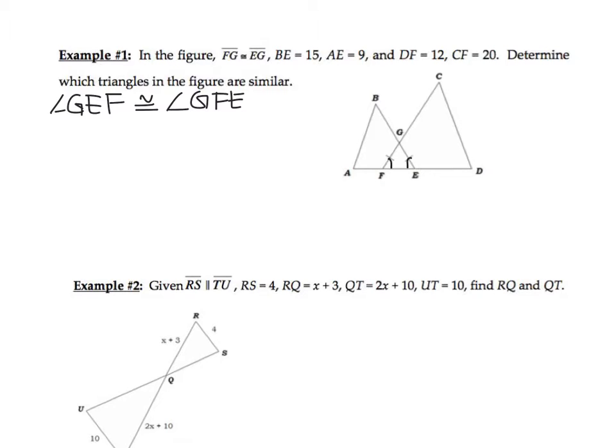So if we label what we know, BE is 15. We also know AE is 9. DF is 12.